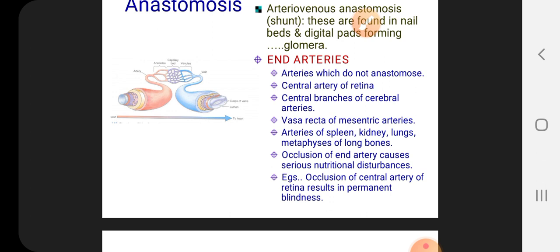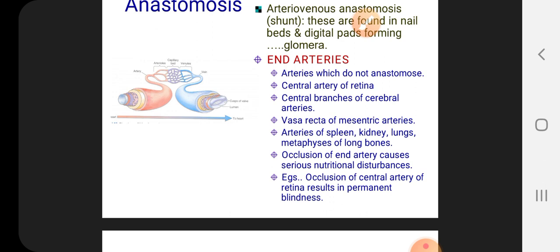So we have studied blood vessels, that is arteries and veins. We studied the applied anatomy of arteries and the applied anatomy of the veins. We studied the definition of anastomosis and types of anastomosis. Next we are studying end arteries.